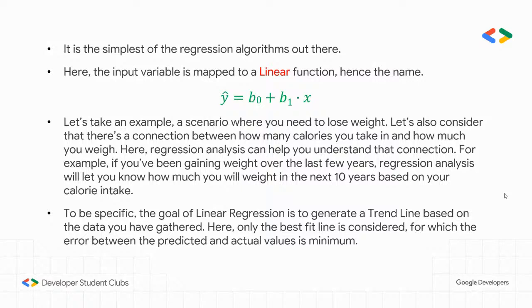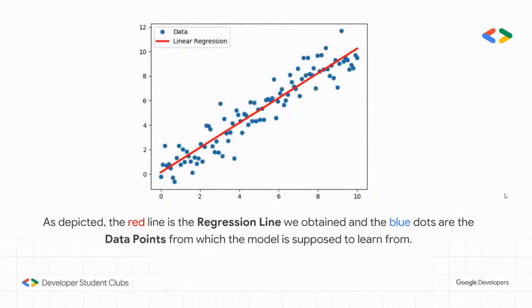This is the goal of linear regression: to understand the relationship between the input variable and the output variable, or in a more graphical manner, to generate a trend line based on the data you have gathered. Please note that only the best fit line is considered because the error will be minimum between the predicted and the actual values. Now let's try to visualize what we just saw. Let's consider the blue dots as your data points.